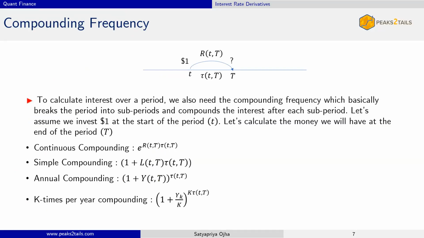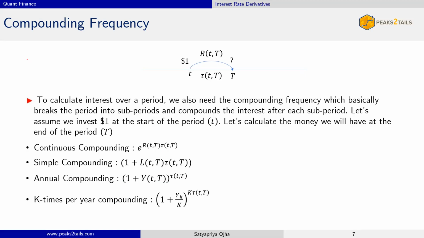Okay, still on the building blocks of interest rates. The next idea is compounding frequency. That is also a key ingredient that you need to calculate the interest amount that is applicable for a period. Compounding frequency basically means how many times within that period you want to compound.